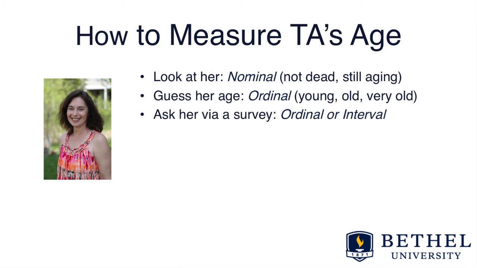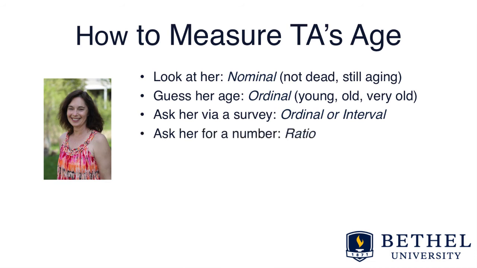Or you could use an interval scale and say, check the box. In what category is your age? And this is often how surveys will use age, and it's not a good way to do it, but it's an easy way to do it. Is your age between 19 and 30? 31 and 40, et cetera, et cetera. So you could ask her to fill out an intervally scaled survey question.